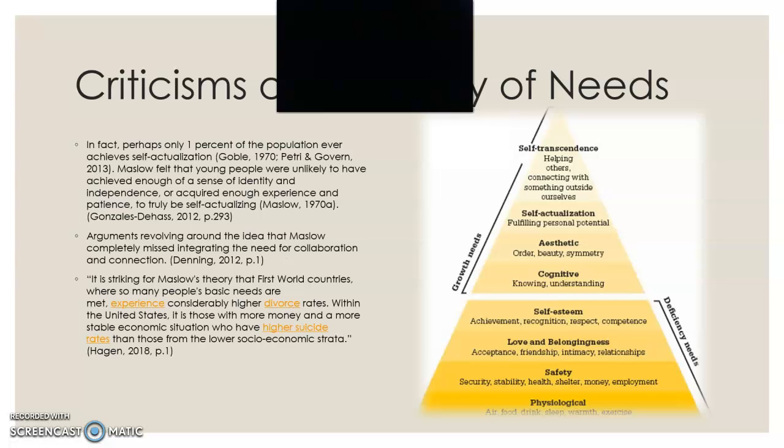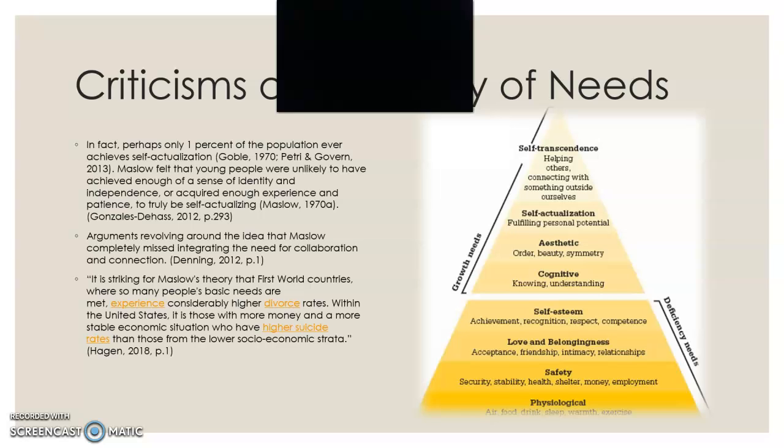Criticisms of the hierarchy of needs. Maslow himself admitted that only 1% of the population actually ever achieves self-actualization. So, that being said, what is the point in applying this theory if it's so unattainable? Well, I still believe that each step of the pyramid is a great achievement, and however far you can get up that pyramid, that is successful, even if you cannot reach the top.